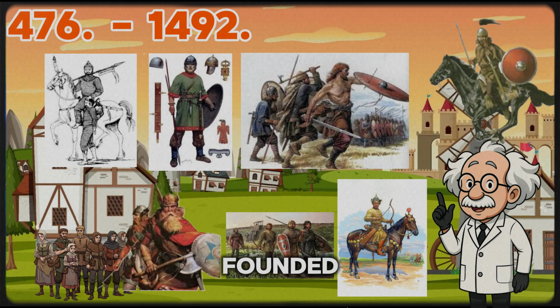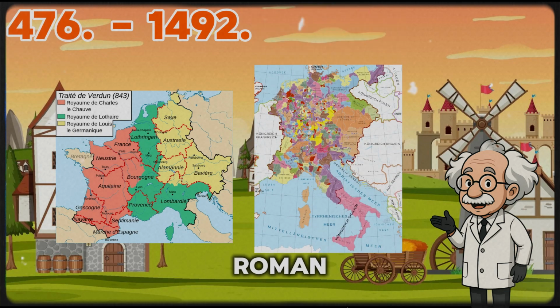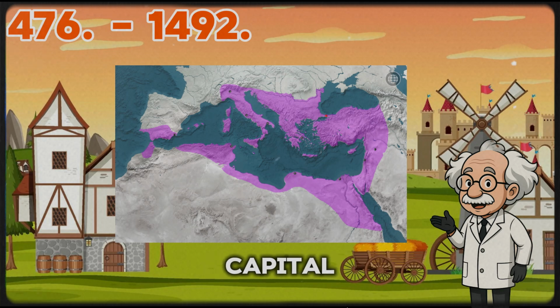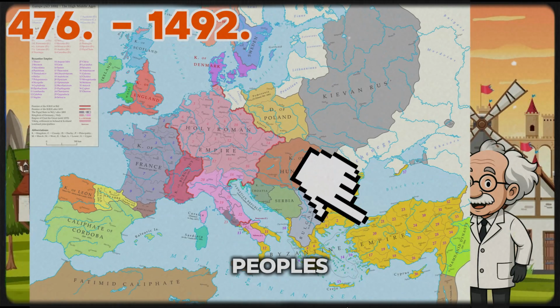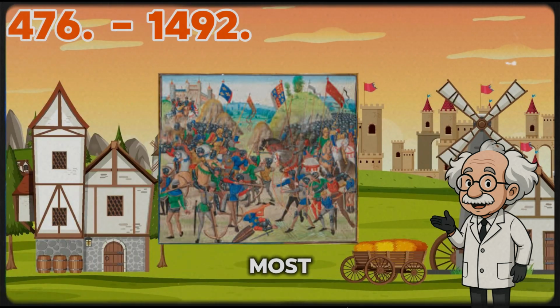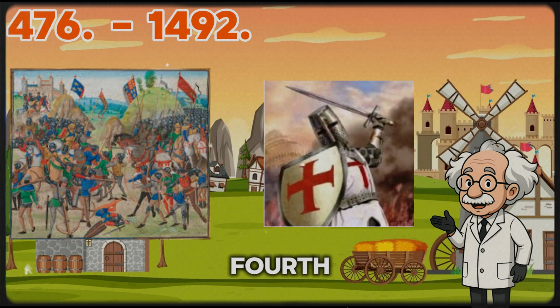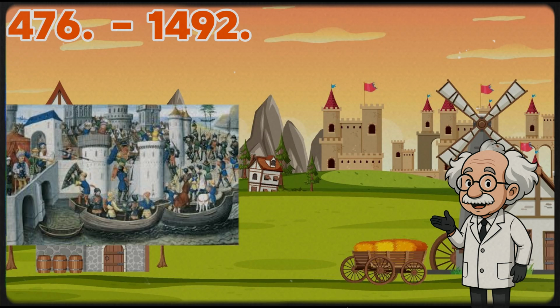Many of them had already founded their own states on the territory of the Western Roman Empire, such as the French, English, and Holy Roman Empires, or today's German Empire, while the Eastern Roman Empire became Byzantium, with its capital Constantinople, which was the main target of all the peoples in Europe. Many wars took place throughout Europe, but among the most significant were the Crusades, of which there were 8. The fourth is the most significant, which took place in 1204, when Constantinople was first broken through and plundered.